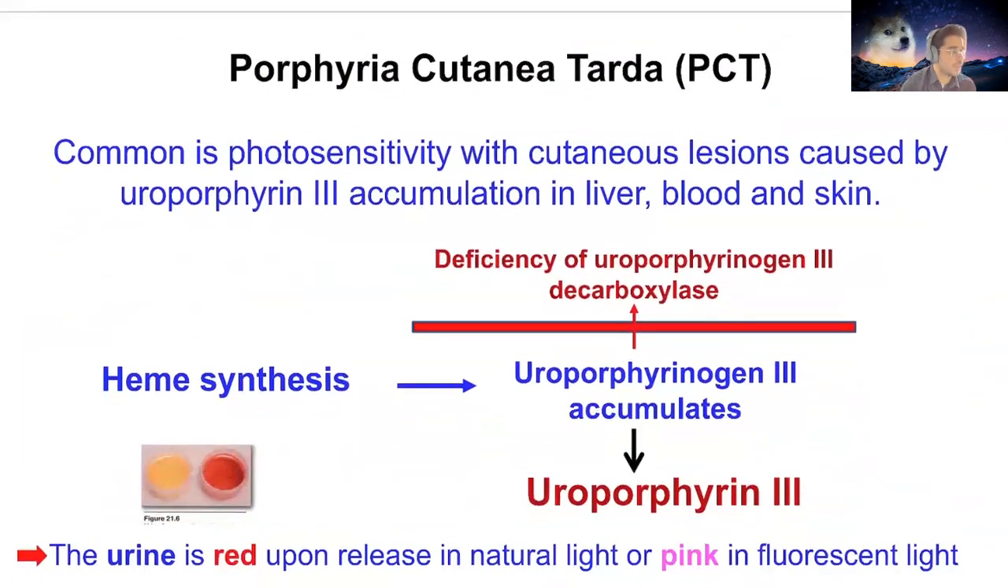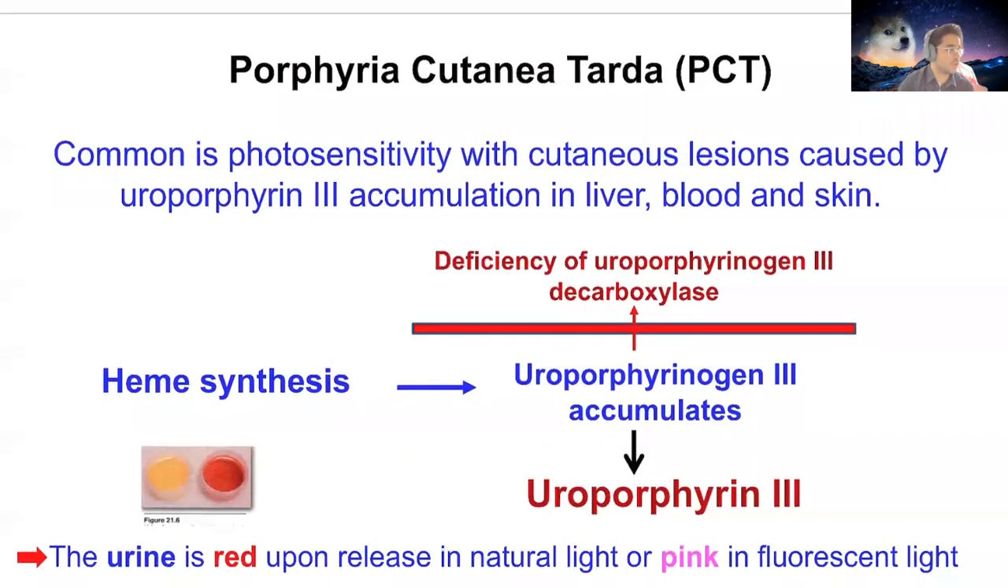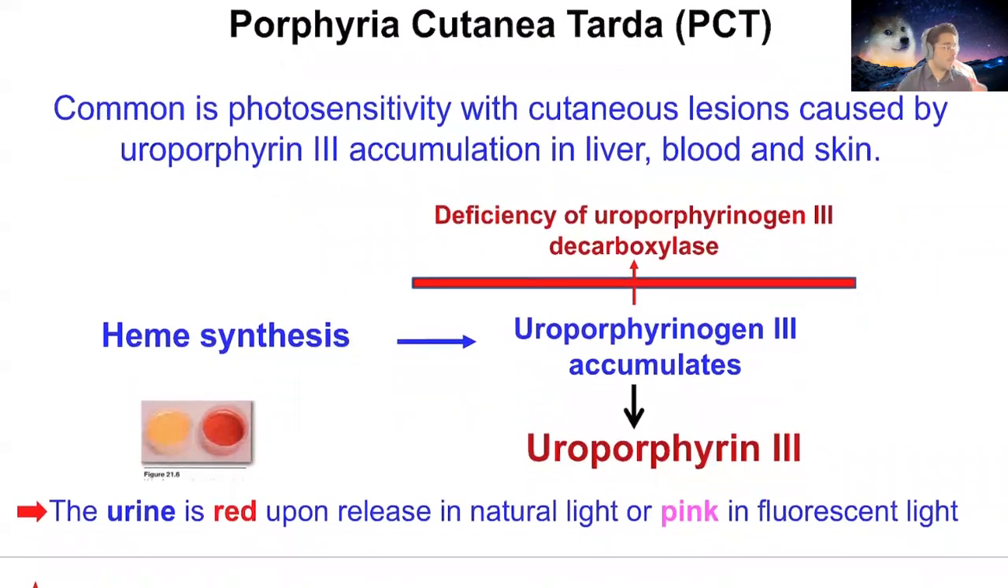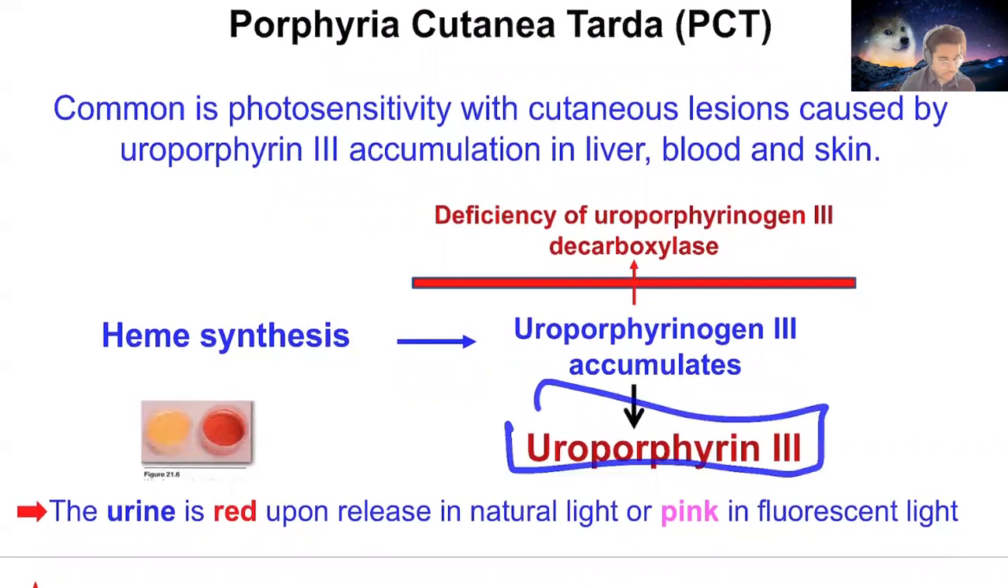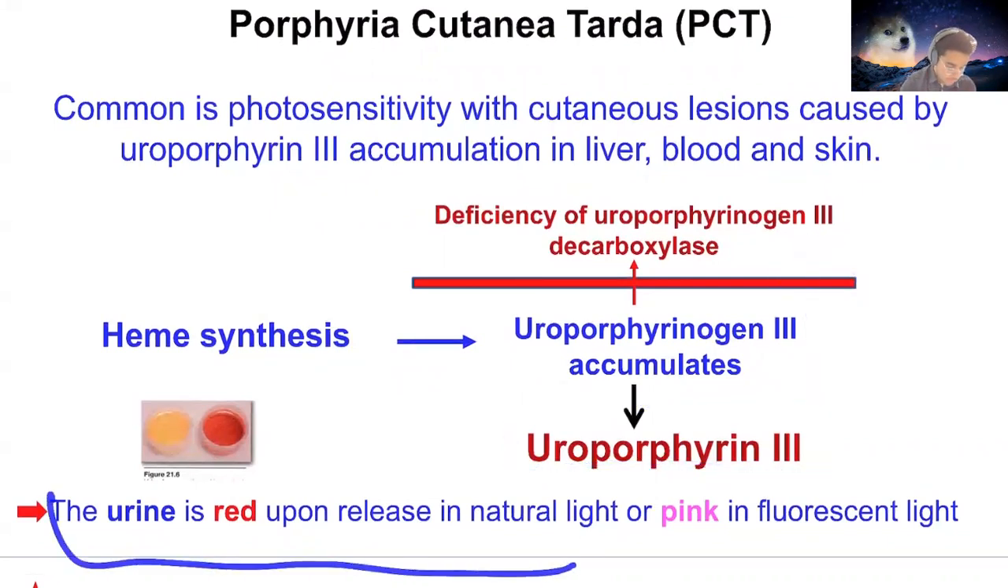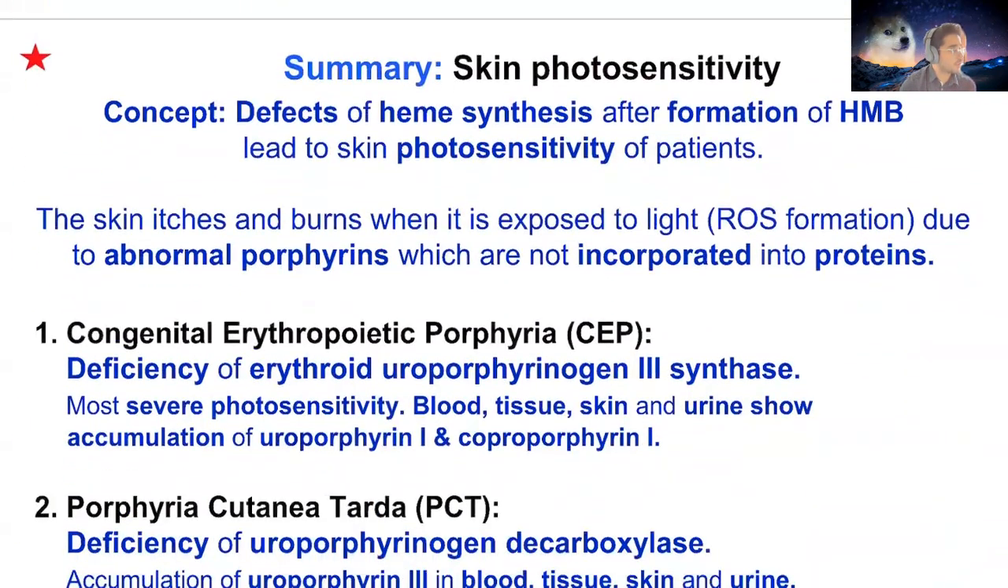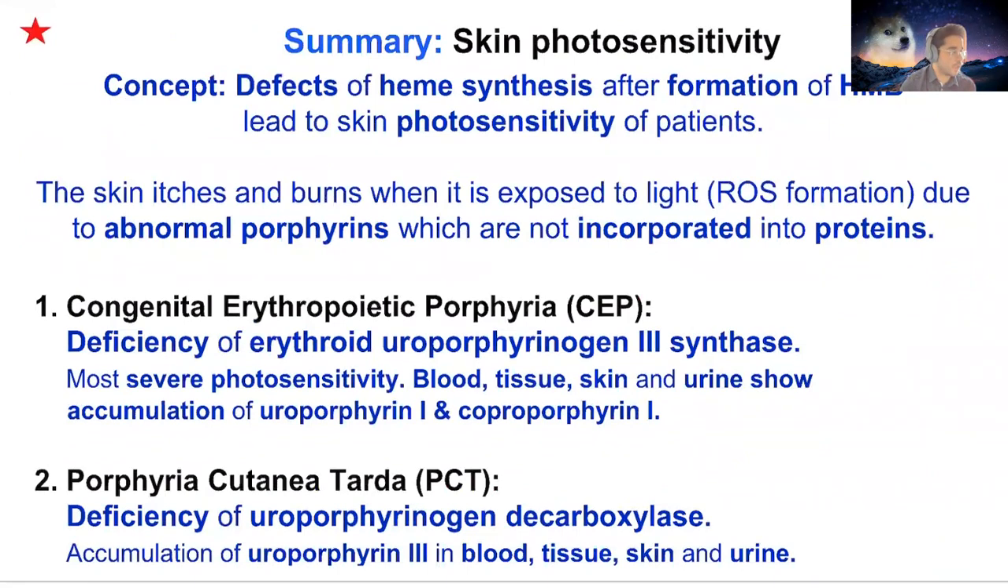Porphyria cutanea tarda, this one is not too bad because it's a common photosensitivity with cutaneous lesions caused by the accumulation of uroporphyrinogen type 3. Heme synthesis gets upregulated because you have a whole bunch of uroporphyrinogen and that's telling you, hey, move this along, but it can't. Urine is red and can be pink in fluorescent light. Those are the buzzwords for these. Skin photosensitivity, know these very well.